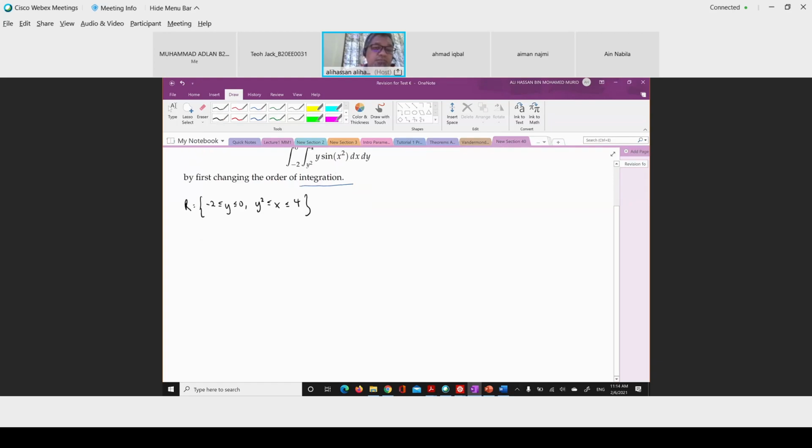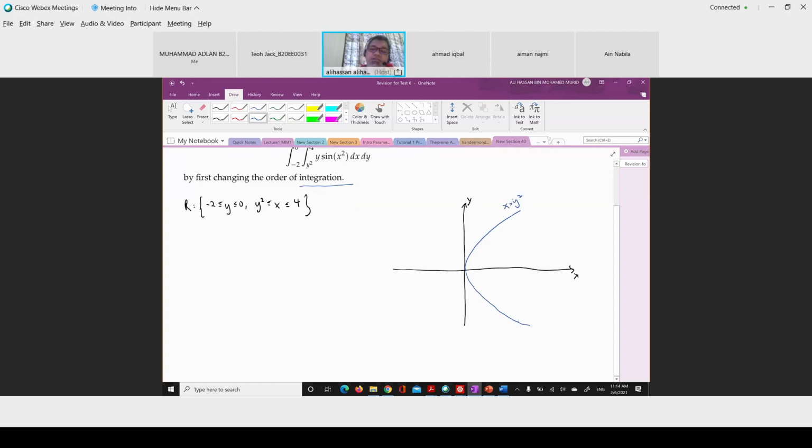So let's make a sketch of this region on the xy plane. So we have this equation x equal to y squared. What is it? It's a parabola, right? That opens to the right, isn't it? It's a parabola that opens to the right.